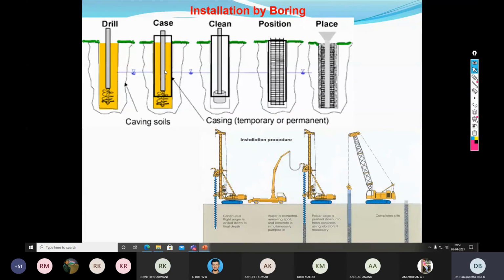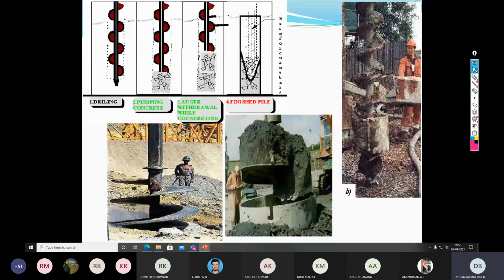Okay, sir. So these are the different installation steps involved in boring. First you drill and insert the casing, then clean the borehole, then insert the reinforcement, then place the tremie pipe to pour the concrete. So these are the different steps involved in a bored cast in situ pile. Or alternatively, you can go for augering. You make a borehole by augering, or you can use the drilling mechanism, or you can directly drive the pile into the material. Any of these three mechanisms you can use for construction of the pile foundation.